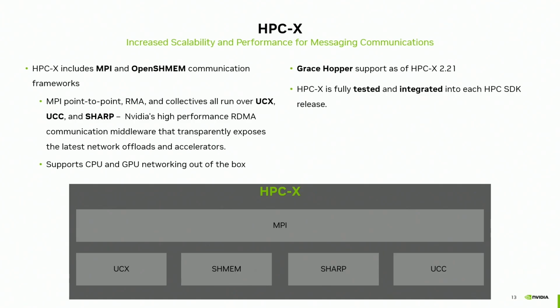Lastly, another really important component that's available in our NVIDIA HPC SDK is HPC-X. HPC-X includes MPI and OpenSHMEM communication frameworks, and it supports CPU and GPU networking right out of the box. HPC-X increases your scalability and the performance for messaging communications and is always fully tested and integrated into each of our HPC SDK releases.